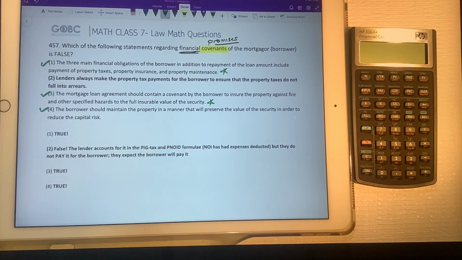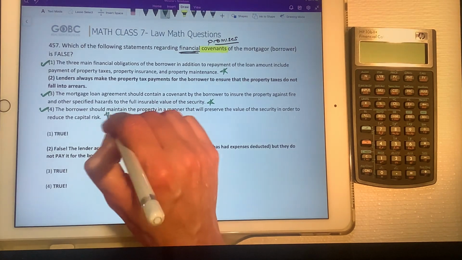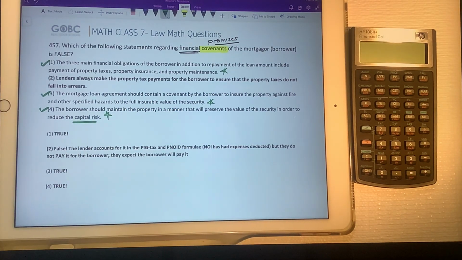Usually fire and flood are the basics, but there could be more depending on where the property is located and what it's being used for. Number 4 says the borrower should maintain the property in a manner that will preserve the value of the security in order to reduce the capital risk. So what is the capital risk? That's the lender's risk, right? The capital is the amount of money that the lender has in that property because they've given you that loan. They've given you that money to purchase it.